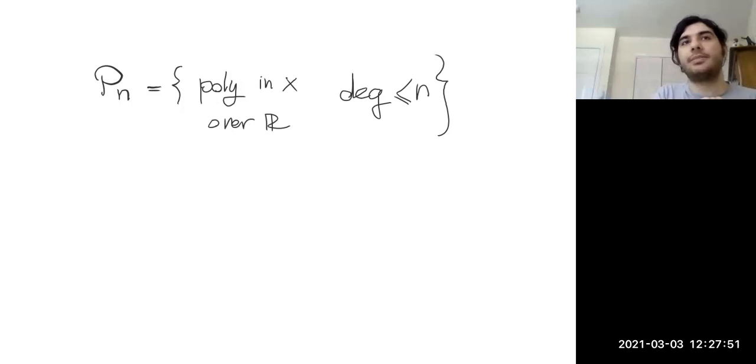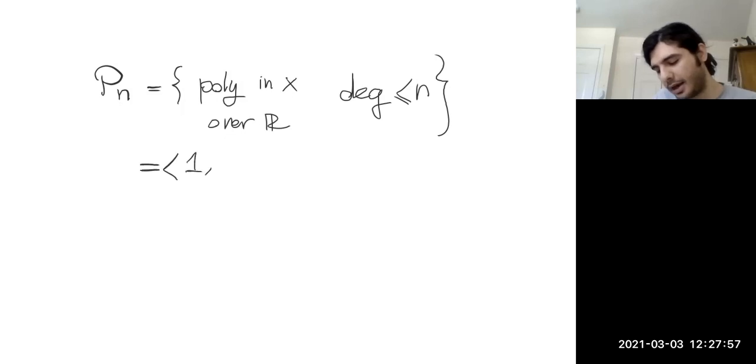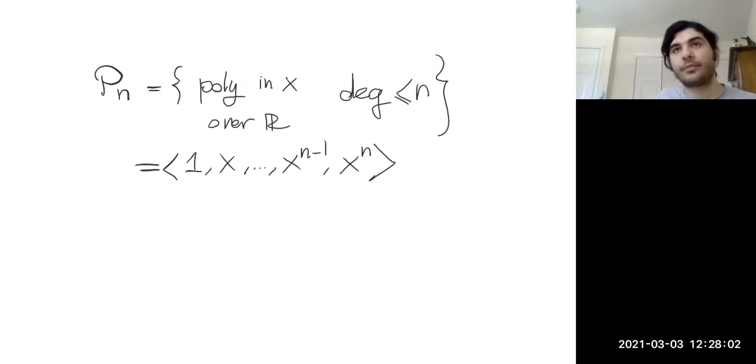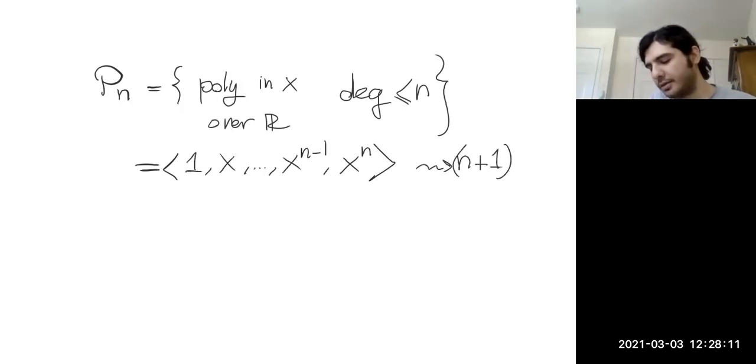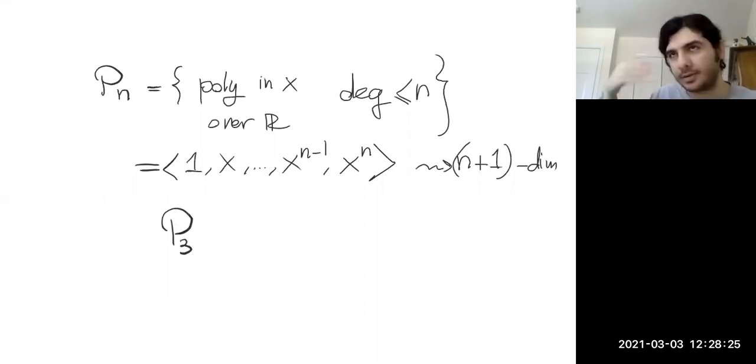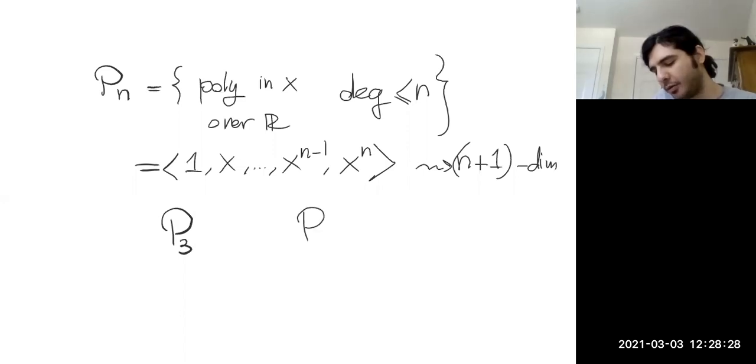Now this is a vector space, and it has a finite basis: 1, x, up to x to the n minus 1, x to the n, right? That's a basis for this space. And as you can see, it's an n plus 1 dimensional space. It's a vector space of dimension n plus 1, right? Now, I would, for example, consider P3, the polynomials of degree at most 3, and P4, the space of polynomials with degree at most 4.